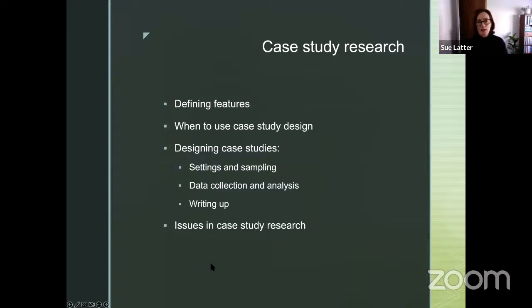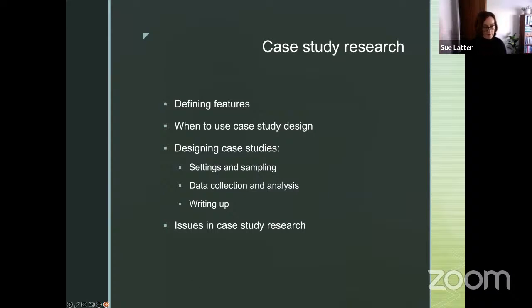So what I'm hoping to cover today in the hour, and also to leave some time for questions and discussion, is to look at some of the defining features of case study research, then think a little bit about when we might want to use case study design for what type of research questions. Then moving on to the practicalities of designing case studies, what are the sorts of practical things you need to think about: settings, how you sample both case sites and within case studies, how you manage data collection and analysis within a case study design, the tricky issue of writing up, and then to finish, looking at some of the issues or challenges with case study research.